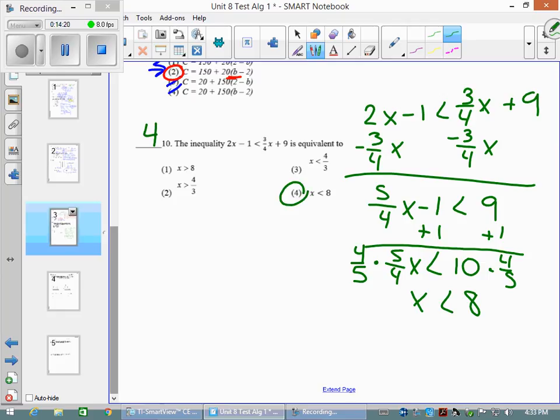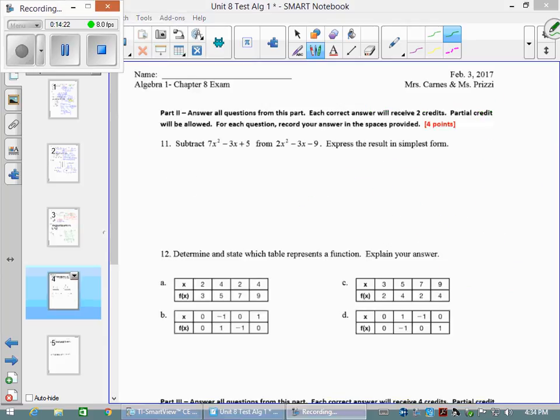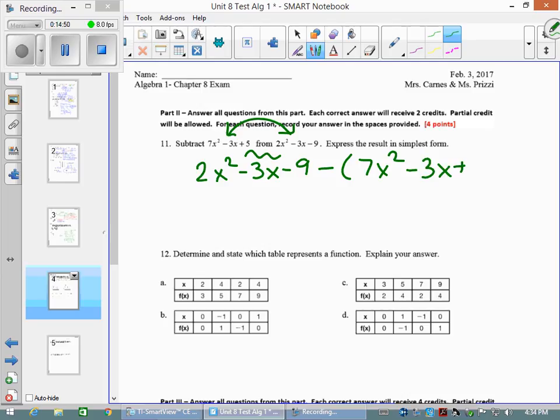Number 11 says subtract this expression from this other one. They say express the result in simplest radical form. As soon as I see this word "from," that means I need to switch the order I'm going to be doing this subtraction. So I want to take 2x squared minus 3x minus 9, and I want to subtract the 7x squared minus 3x plus 5 from the second one that they gave me.